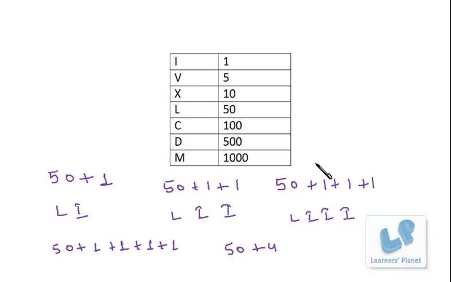Now how do I write 4? That is 5 minus 1. That means if I deduct 1 from 5, I'll be getting 4. And how do I do that? If I write I on the left side of V, then I'll be getting 4. Okay. So it's IV. So what 50 plus 4 is? 54. That is 50 is L and 4 is IV. Okay.